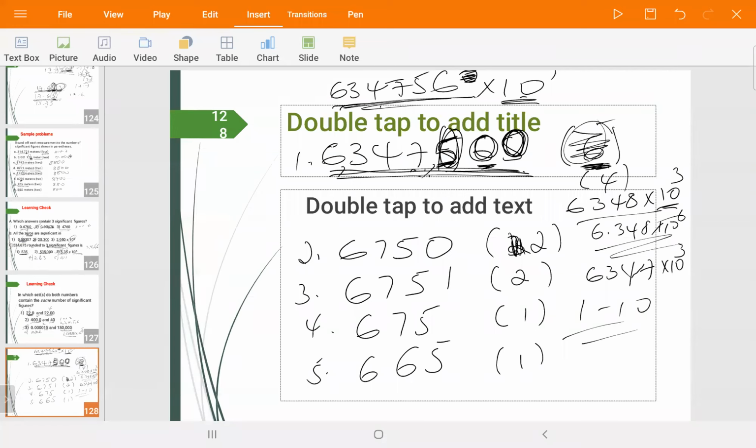Round it off to two significant figures. 67 times 10 to the power of 2. Excellent.